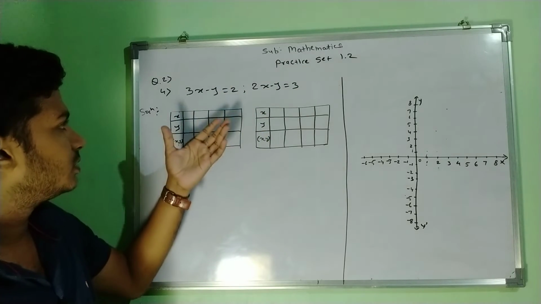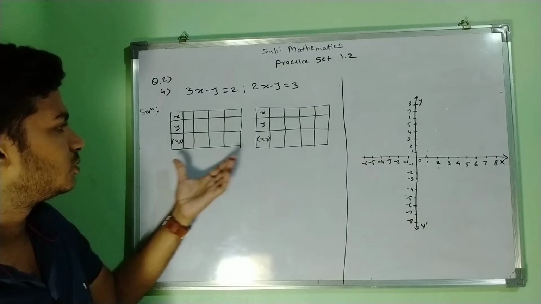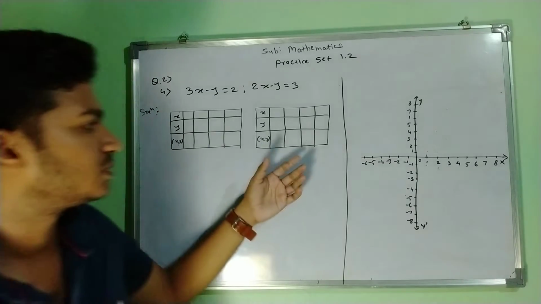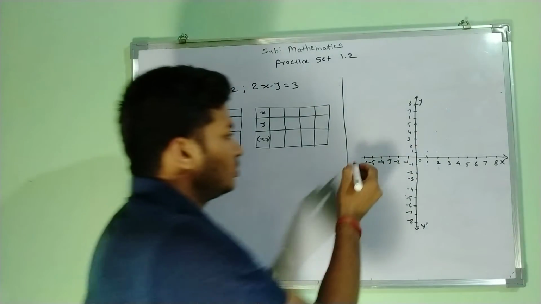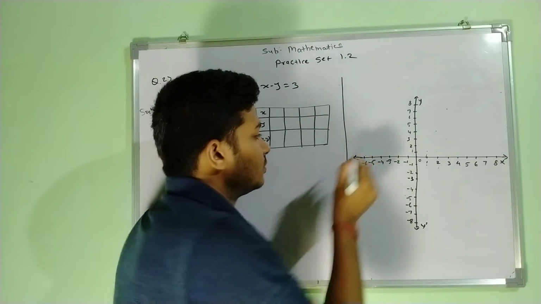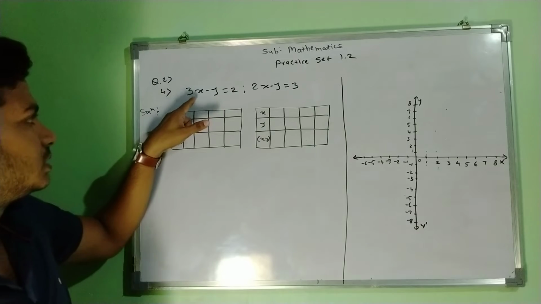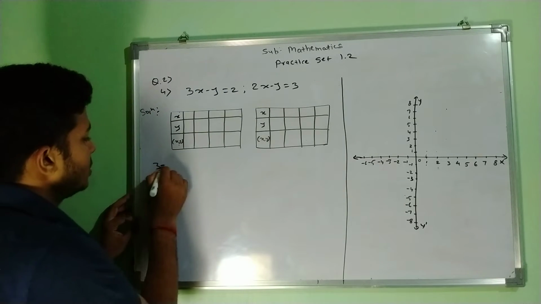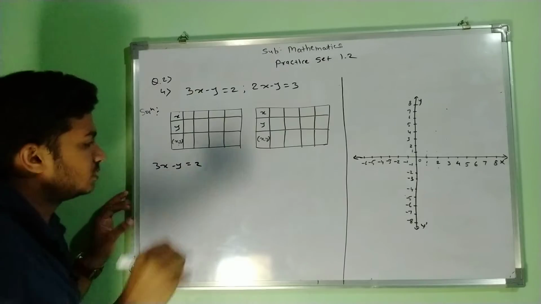Now look at that example. In order to solve that example we have to make two columns and we have to find 8 ordered pairs, 4 from this one and 4 from this one, so that we will plot those total 8 ordered pairs on the graph. So look at the first equation, 3x minus y is equal to 2.